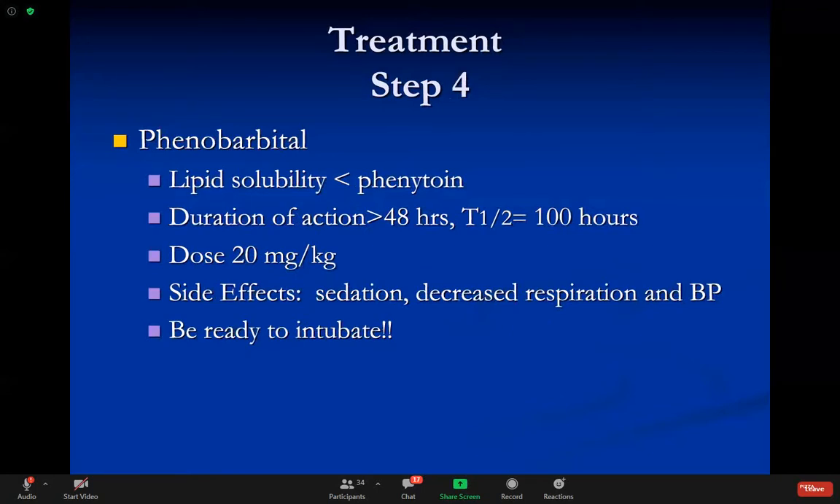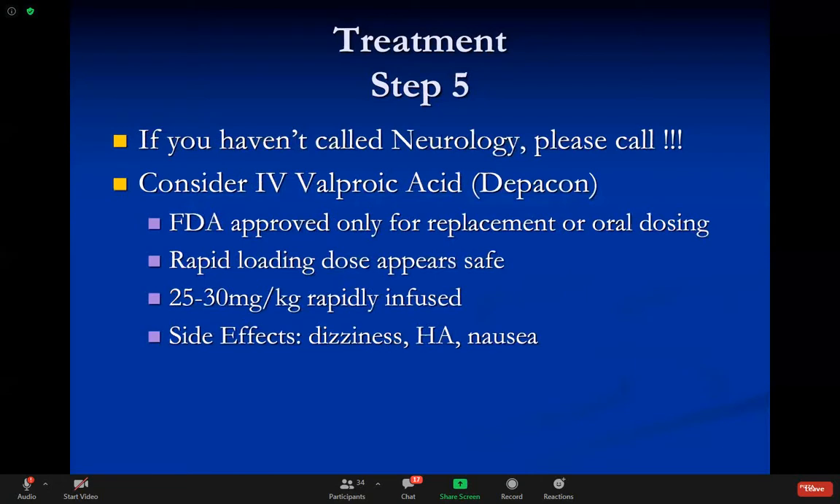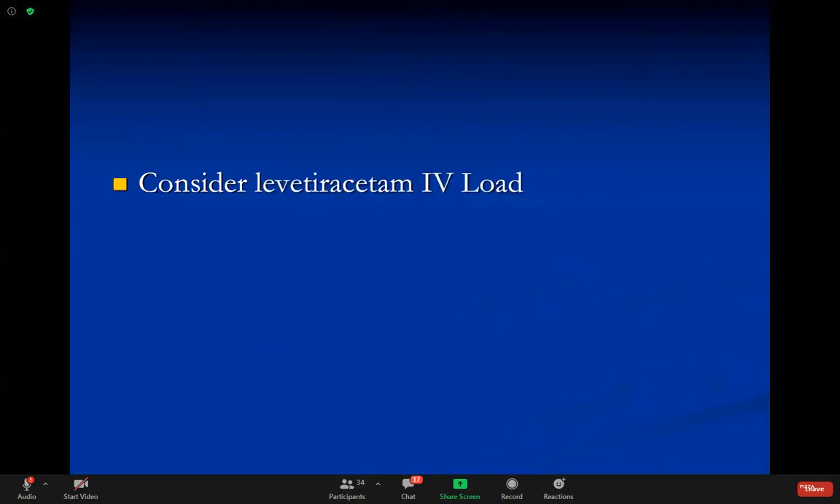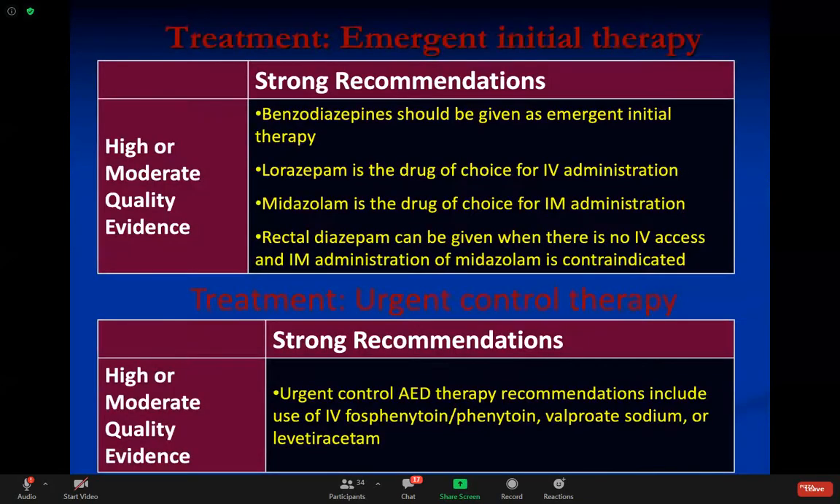Phenobarbital is very sedating, so you're going to have to intubate these patients. All right, another option would be the valproic acid. It's also available in IV format. Also, levetiracetam is available in an IV format.